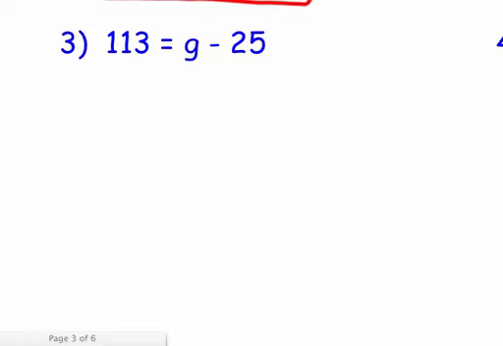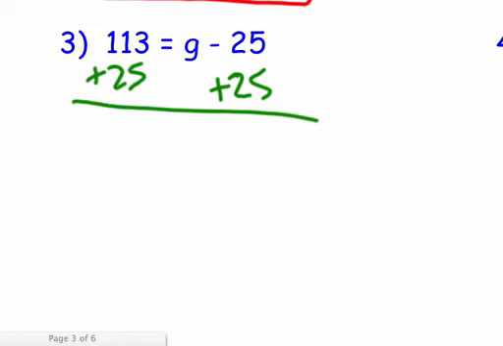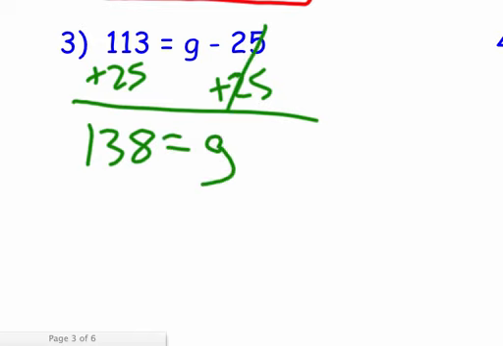Looking down at 3. Well, G, the variable, is on the right side of the equal sign. Same thing happens. I just work on the right side now. So what am I doing to G? I'm minusing by 25. The inverse would be to add by 25. Whatever I do to one side, I do to the other side of the equal sign. So 113 plus 25 gives me 138 equals G. Bring that down, and these are gone. There you go. G equals 138. And I can leave it in that order, right? It's symmetrical. So it doesn't matter that the 138 equals G or the other way around.